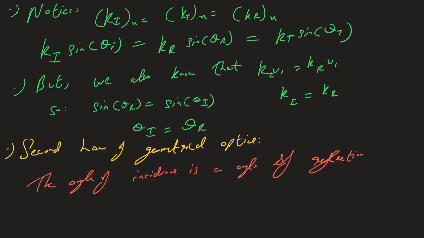So if you have an interface and electromagnetic radiation coming in, the radiation which reflects is always reflecting at the same angle. This is true for all polarizations and for all wavelengths of light, irrespective of whether it's a gamma ray, an X-ray, a microwave, or infrared, or whatever. That's a very cool fact if you think about it. So that's the second law of geometrical optics, and now we go to the third law of geometrical optics.